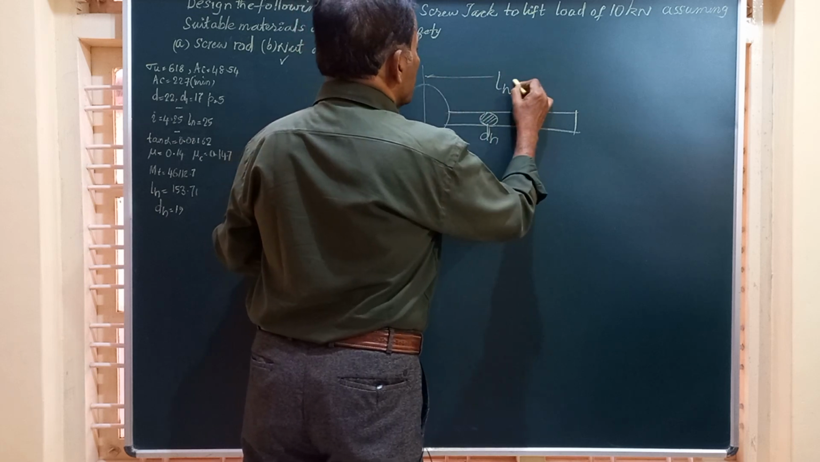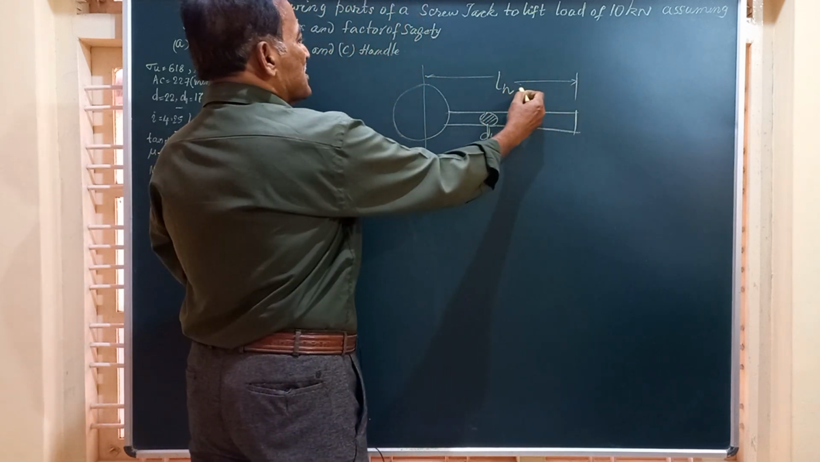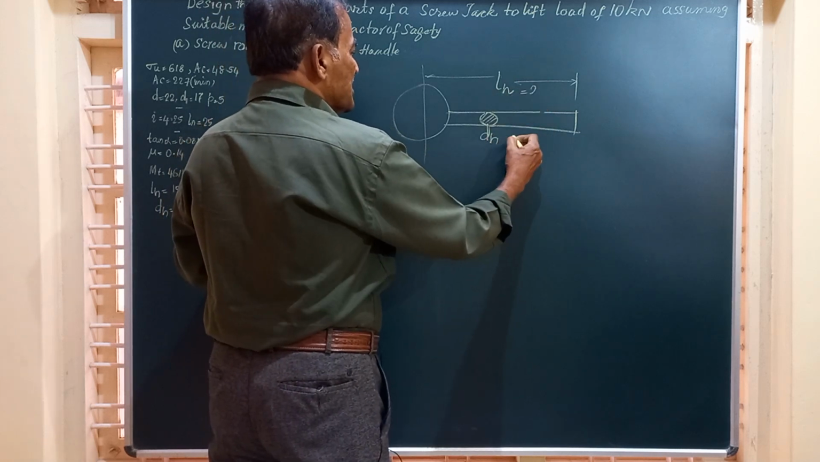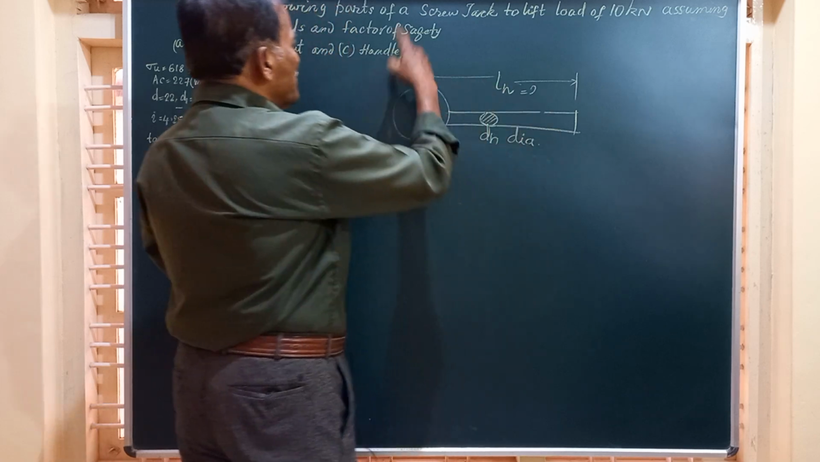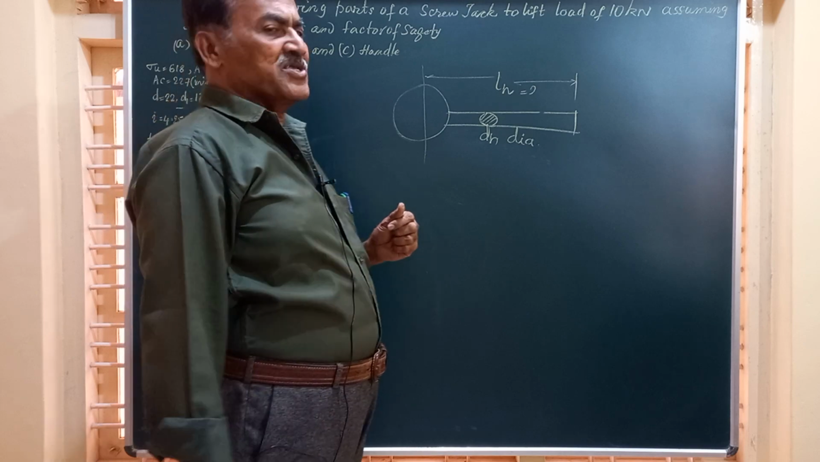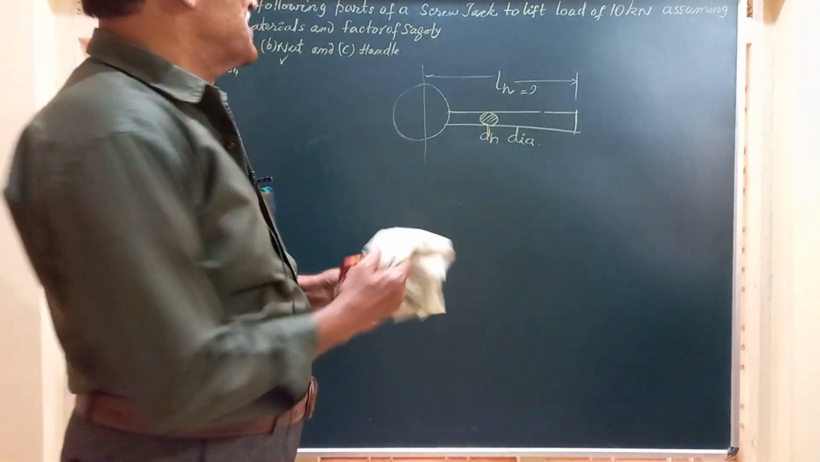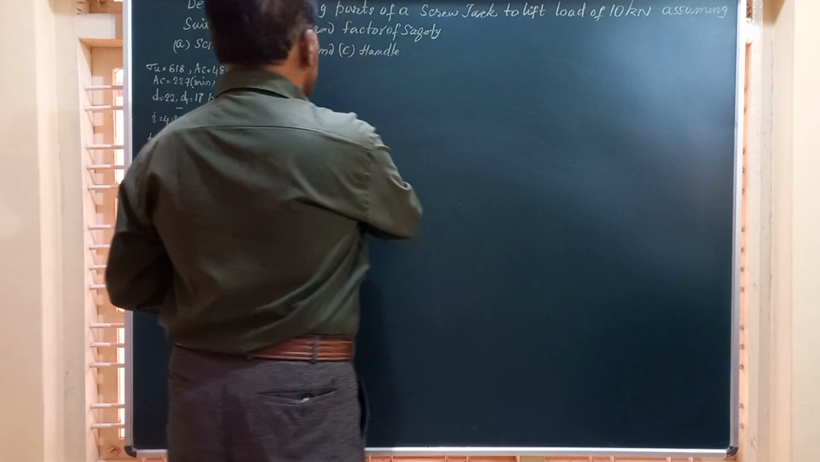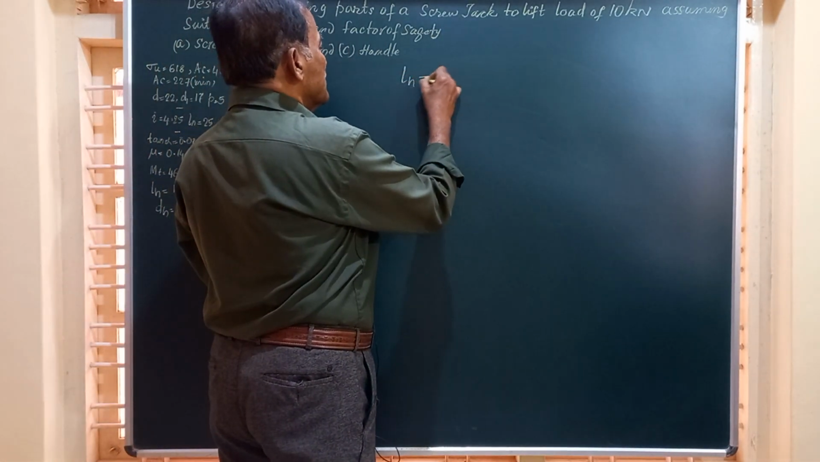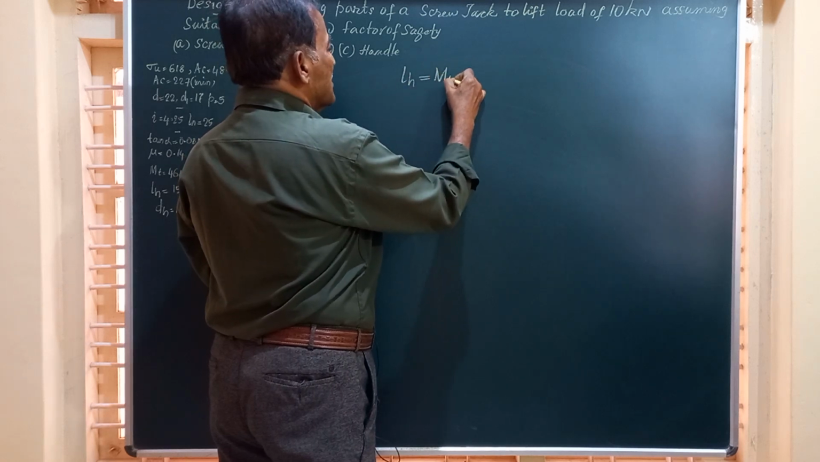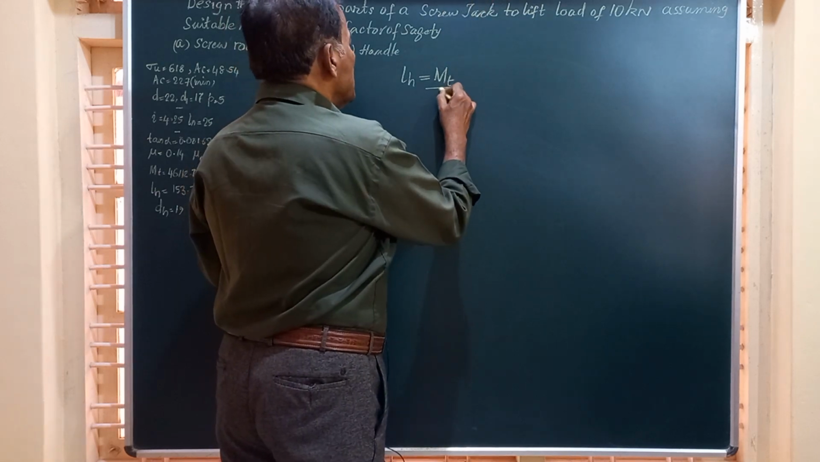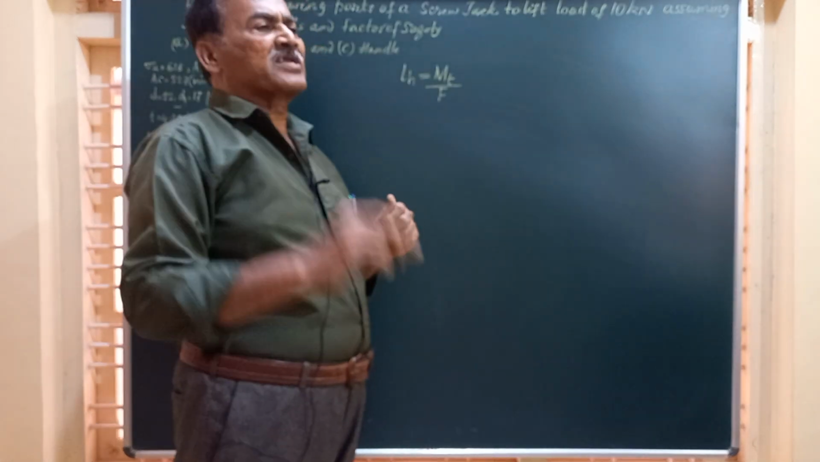So you have to find out what is LH, the length of the handle, and DH, the diameter of the handle. That is what we find out in this. Friends, to find out this LH, we can go ahead with a simple formula: the length of handle is equal to the torque, meaning the torque required to raise the load, divided by F. So this is a very simple relation.